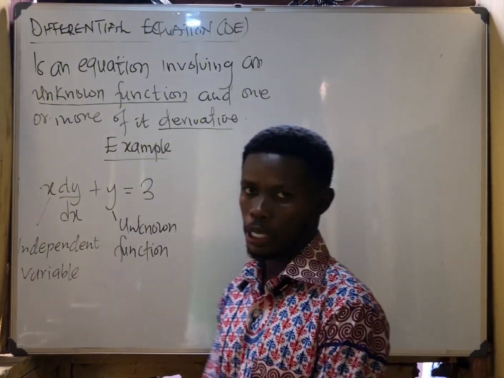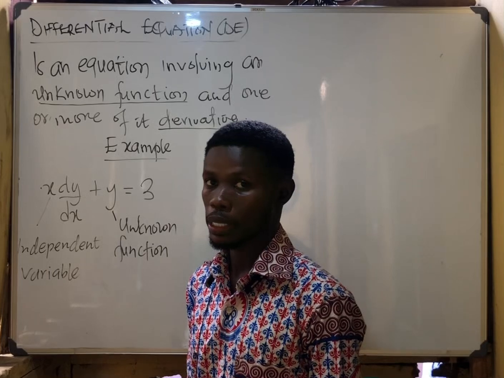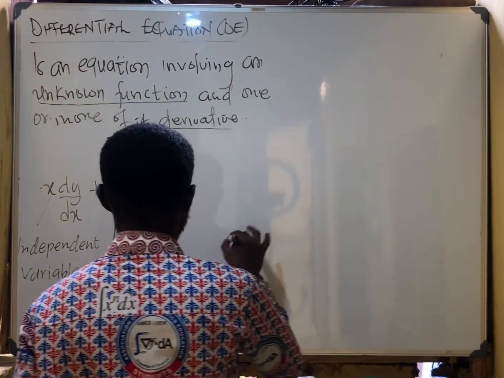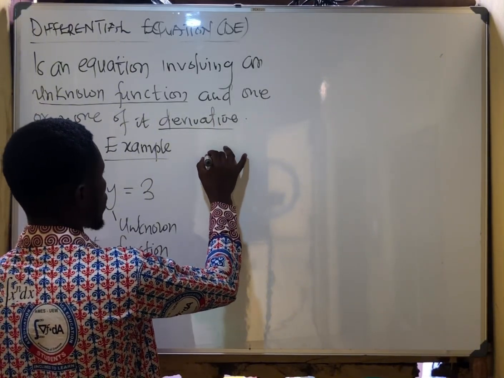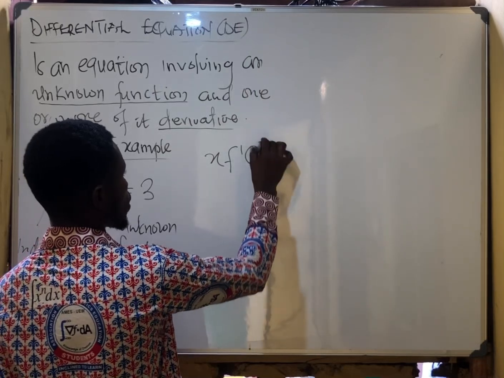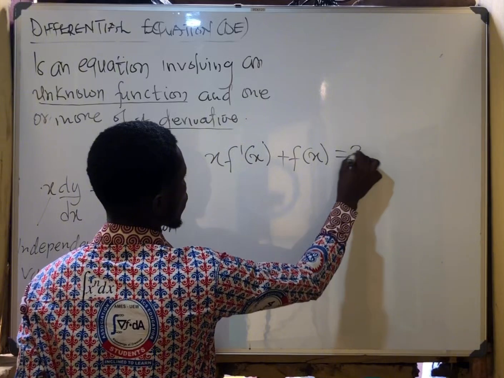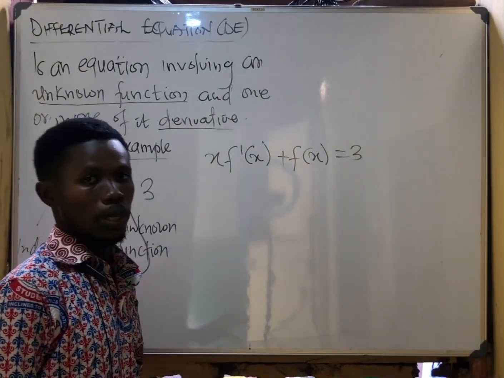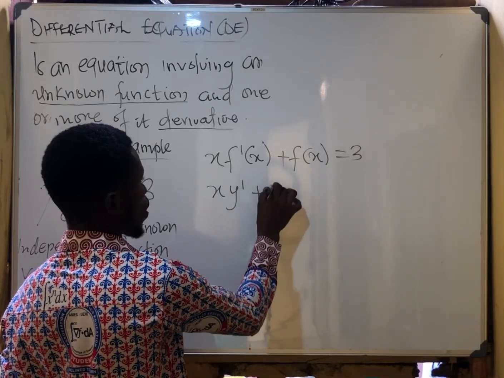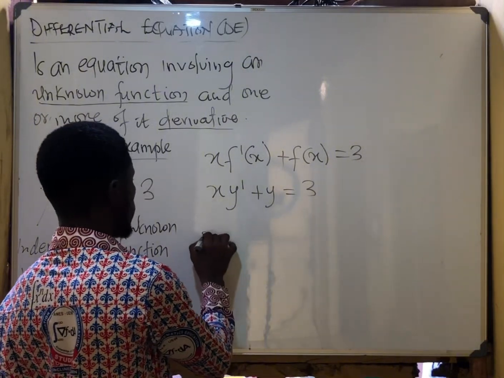But remember, these are notations. I can replace dy/dx by y prime or f prime of x. Is that okay? So this one can also be written as f prime of x plus f of x equals 3. I can write it this way. I can also decide to write this one as x y prime plus y equals 3. Is that okay?